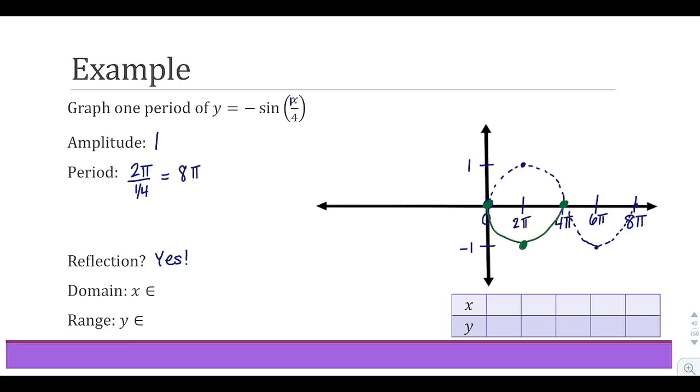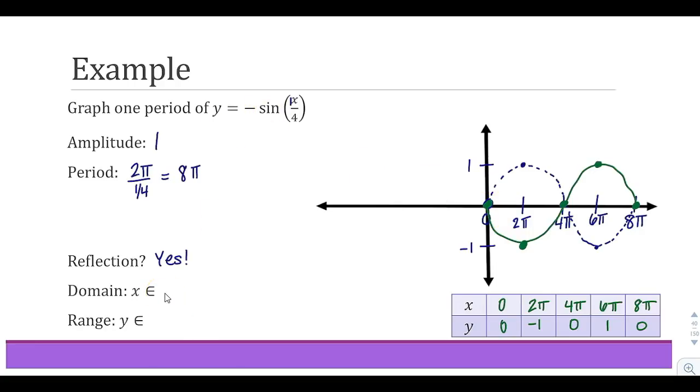So it'll look something like this. And then 6 pi will go up to positive 1, and then end up back at 8 pi, 0. So this graph here, this solid graph, is the graph of negative sine of x over 4. And we'll make sure we know exactly what points we're talking about. So (0, 0), we have (2 pi, negative 1), (4 pi, 0), (6 pi, positive 1), and (8 pi, 0) as my values on the actual final graph.